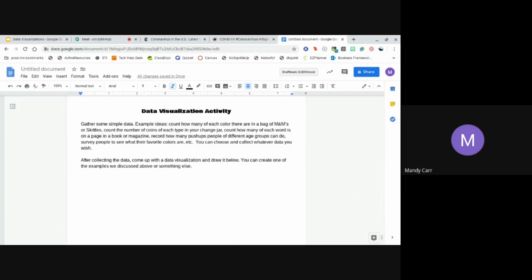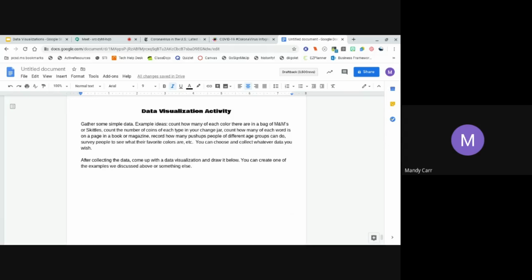All right, so you guys have an activity. The data visualization activity in your packet. So let's read the instructions together. It says to gather some simple data. So you guys can use that survey that you wrote the 5 questions for. You could use that if you want to. You can gather some other data if you would like. I've got some other example ideas. You can count how many of each color there are in a bag of M&Ms or Skittles. You can count the number of coins of each type in your change jar.